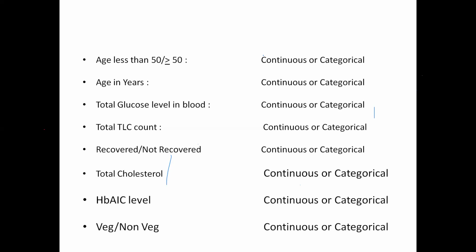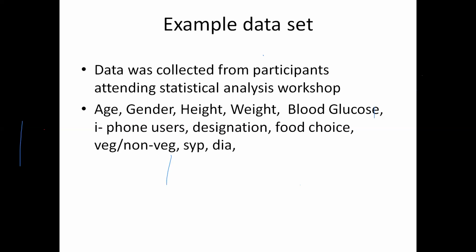What about the HbA1c level? Is it continuous or categorical? It is also continuous, sir. What about vegetarian, non-vegetarian? Categorical. Very good. If you know this variable classification, then applying all these tests is very simple, because this is the basic thing. If a student doesn't know it, then application is very difficult. But if you know the nature of this classification, you can apply any test. You will see after some time.